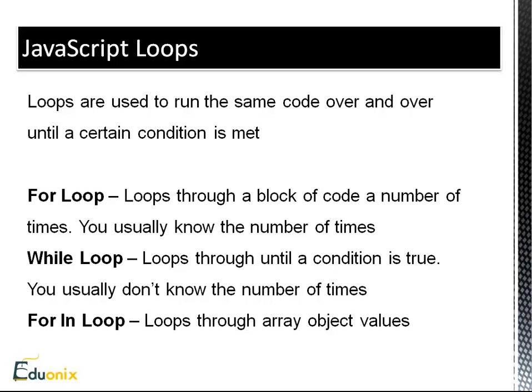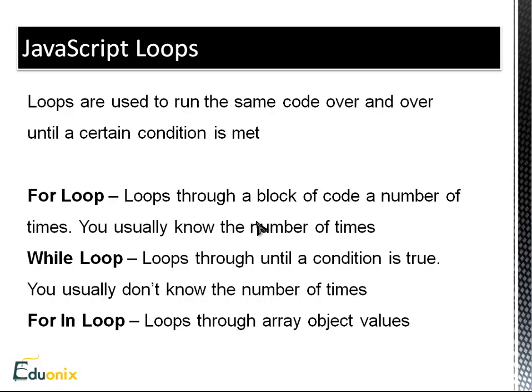So loops are used to run the same code over and over until a certain condition is met. And there's a couple different kinds of loops. In JavaScript we have the for loop, the while loop, and the for in loop, which is usually used for arrays. We also have the do while loop, but it's not used too much. I don't think I've actually ever used it, but that's something that you can look up if you want.